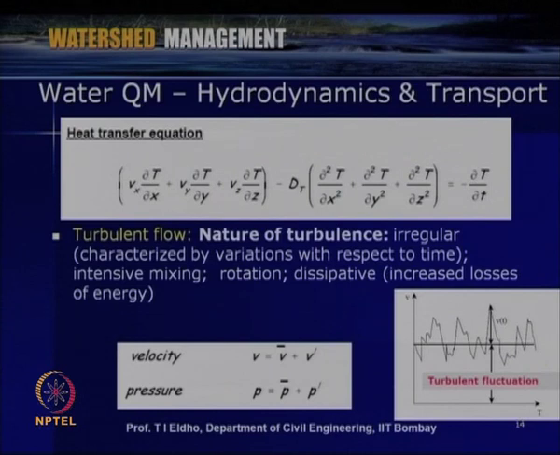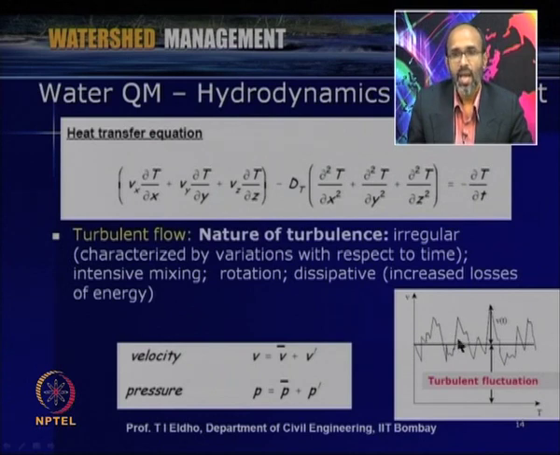Accordingly, if flow is turbulent, we have to consider the turbulent nature of the flow. The nature of turbulence is irregular, characterized by variations with respect to time. This is happening due to intensive mixing, rotation, dissipative movements, like that. You can see that if it is laminar flow, then the flow will be in terms of layers. If it is turbulent flow, you can see that the flow is fluctuating, or the velocity is varying like this. So when the turbulent flow is concerned, as far as the transport process is concerned, we have to consider the variation with respect to mean variation.